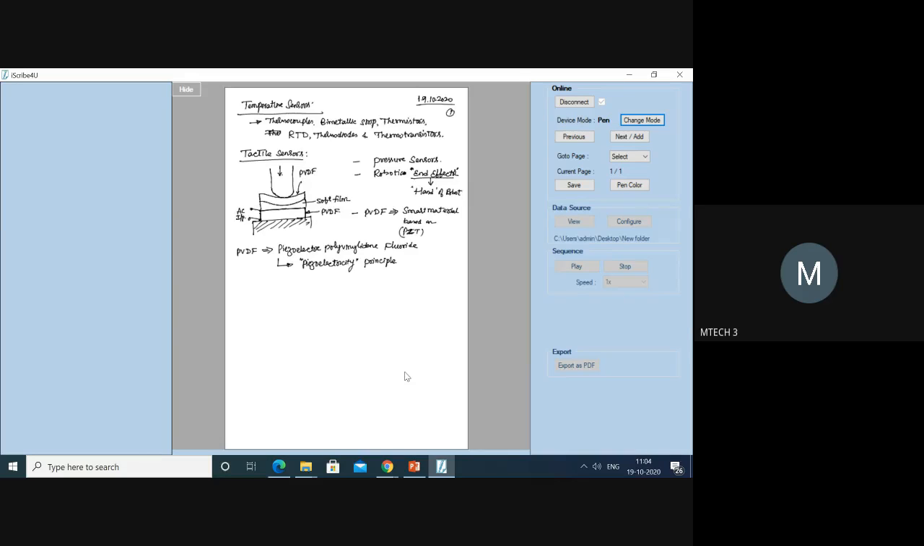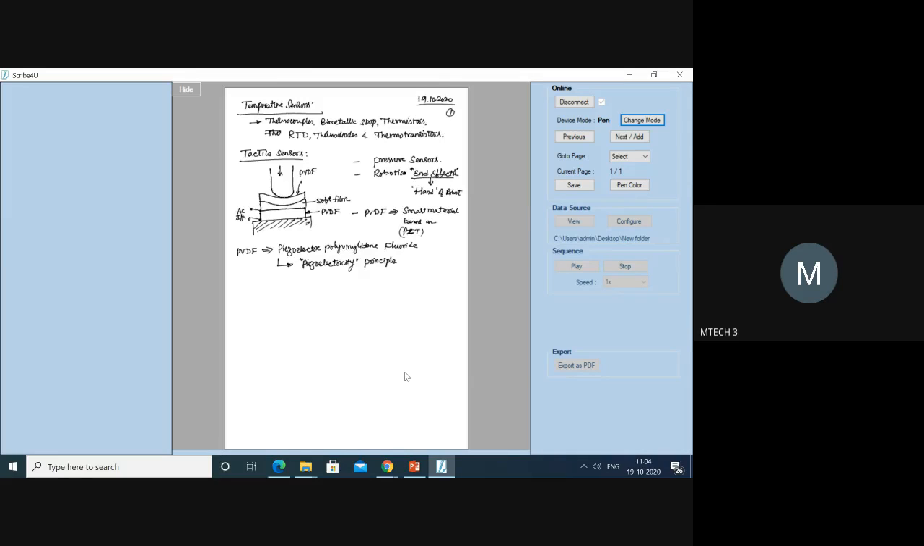What do we have in piezoelectricity? When you apply a mechanical load, voltage will be generated. Simple. So when you apply a mechanical load onto any piezoelectric-based material, the mechanical displacement is converted into voltage. The reverse of this is called reverse piezoelectricity. This is the basic principle of piezoelectricity.